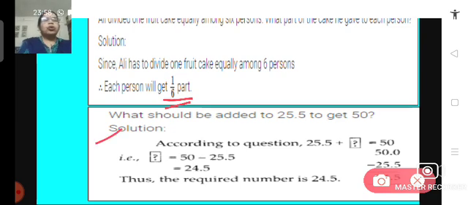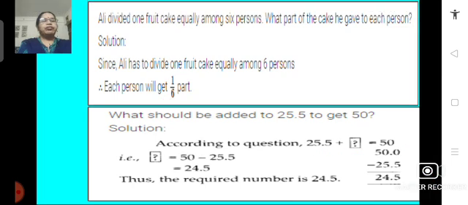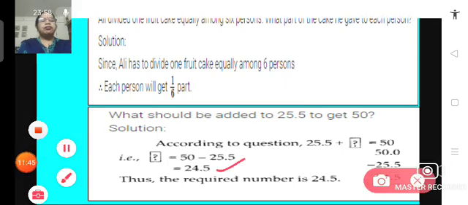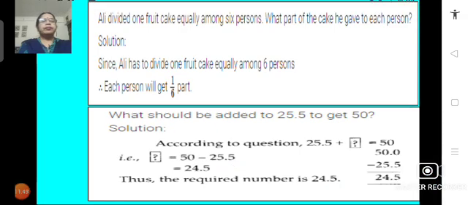Next question. What should be added to 25.5 to get 50? So according to the question, 25.5 plus what is equal to 50, isn't it? To get the answer, what we should do? We should subtract 25.5 from 50. So when we subtract 25.5 from 50, what do we get? We get 24.5. So the required number is 24.5.